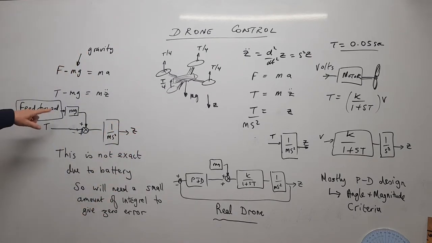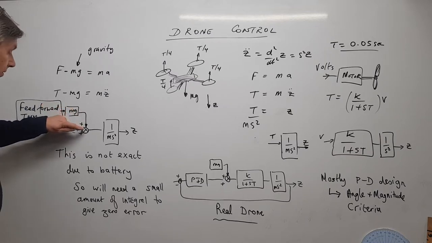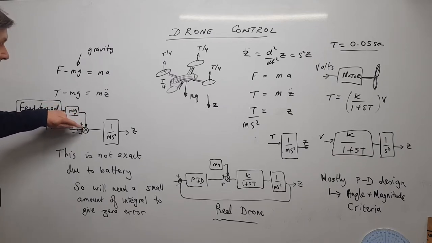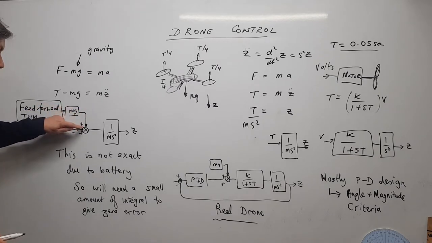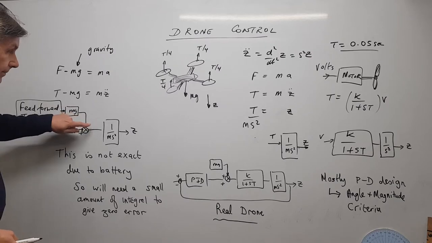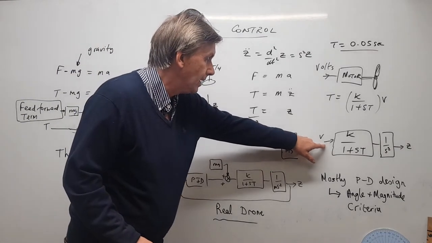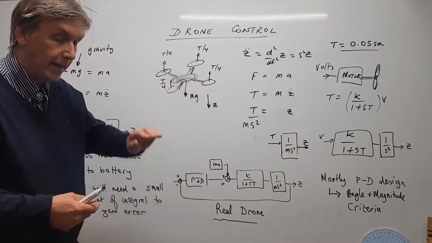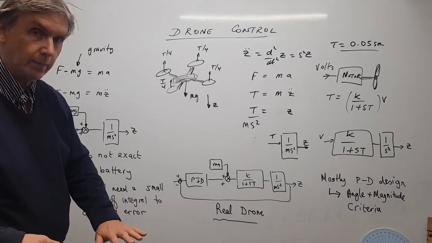So what we do in the drone control, we apply some pre-force, pre-voltage, if you like, to the motors, which compensate for the weight of the helicopter or the drone. So this is like a feed-forward term. So it's an extra term now that we apply to the voltage here. And that voltage, if you apply that, it'll just make it so neutrally buoyant.